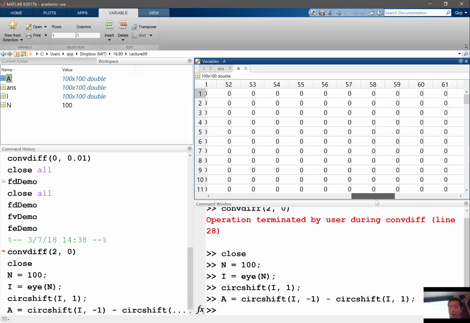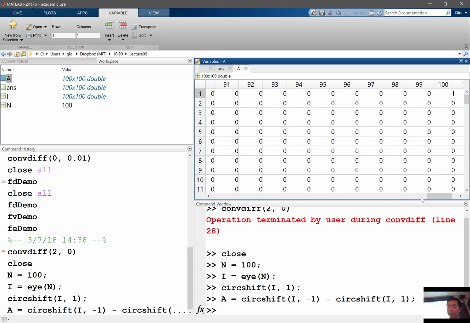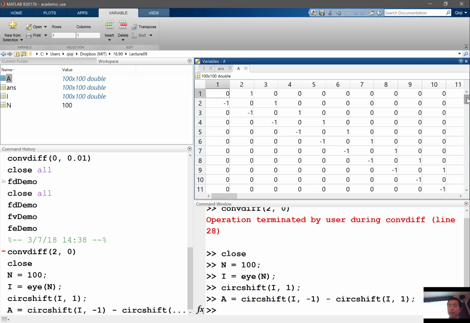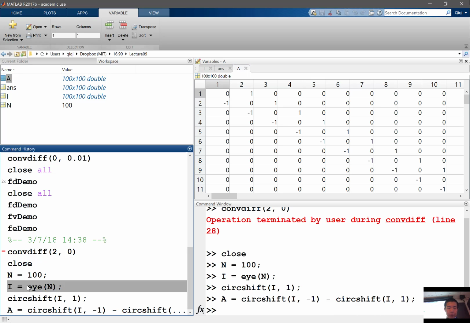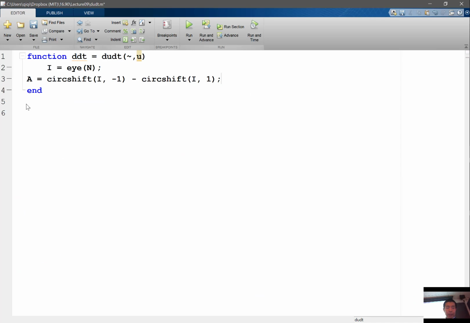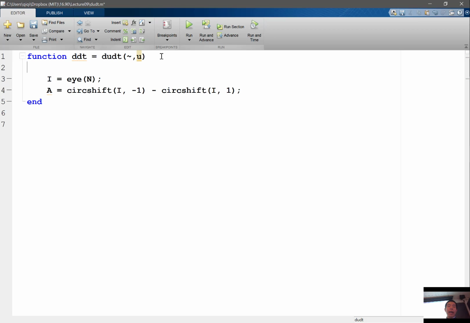And let me just double check. We get a minus 1 over here at the top right, and we should get a 1 at the bottom left. Okay, very good. So let's do the same thing inside the function. Just copying and pasting it here. All right, except the n has to be the length of my u, right? So whatever n I give it, I'll do that.